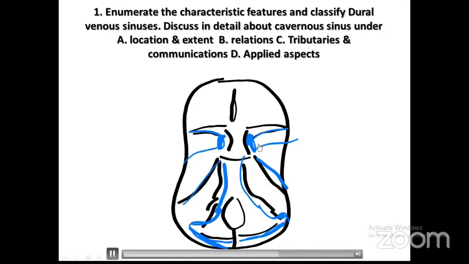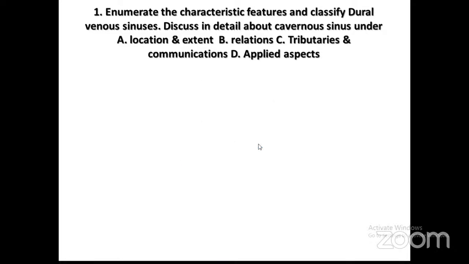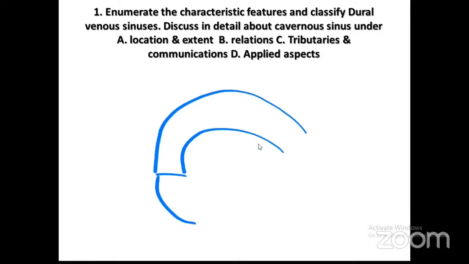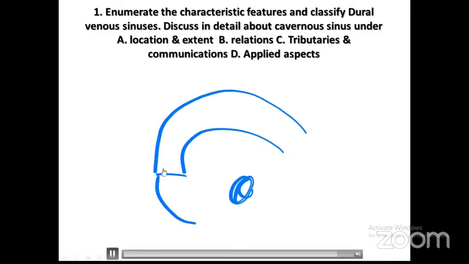This is how we describe the paired dural venous sinuses, whereas unpaired ones are in the midline. Here we are showing the classification of the dural venous sinuses: superior and inferior sagittal sinus, straight sinus, occipital sinus, basilar venous plexus, anterior and posterior intercavernous sinus. This is how we show the classification. Remember, the unpaired are present in the median plane, the midsagittal plane, whereas the paired are along the bony parts, starting from the internal occipital protuberance till the superior orbital fissure.